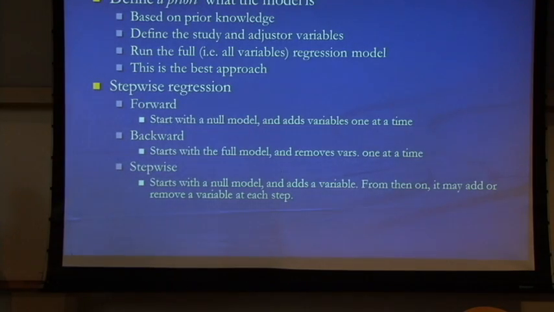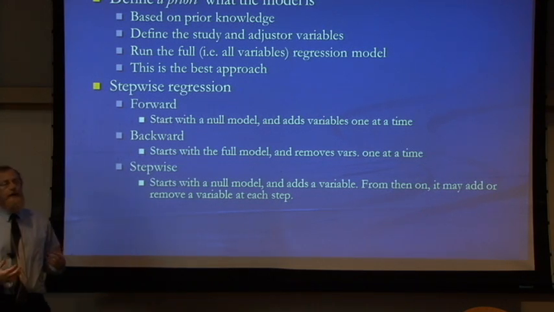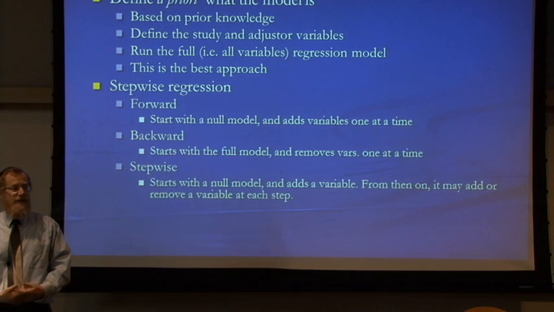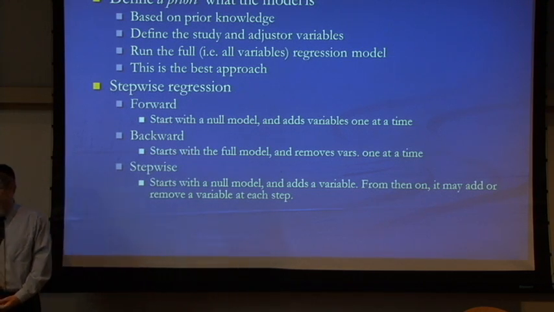Okay, variable selection methods. So what happens when you find that you don't have enough observations for all the variables that you wanted to include in the model? Now what do you do?